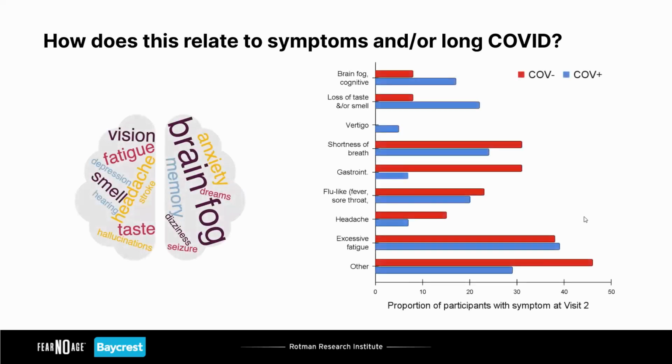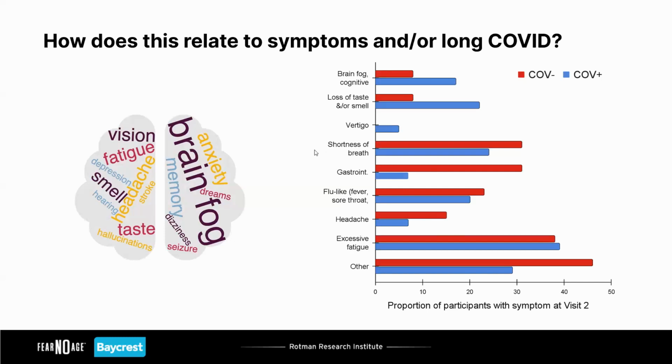So here I'm showing you data on the proportion of participants who at visit 2 endorse the presence of these symptoms in a simple checklist. And what you can see here is that our COVID negative group, which is the red graph, are not feeling super great. So they also have experienced symptoms. But the symptoms that you see more prominent in the COVID plus group are brain fog, cognitive complaints, loss of smell and taste, and vertigo.